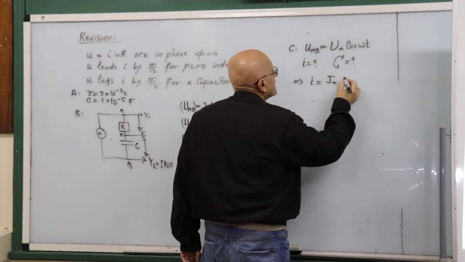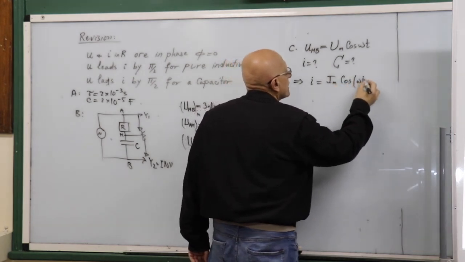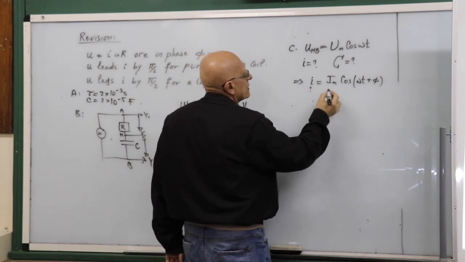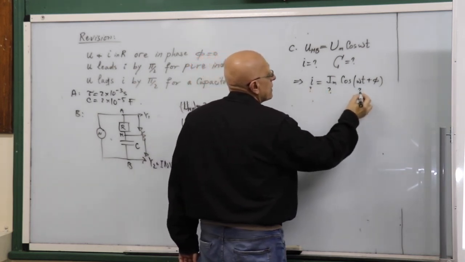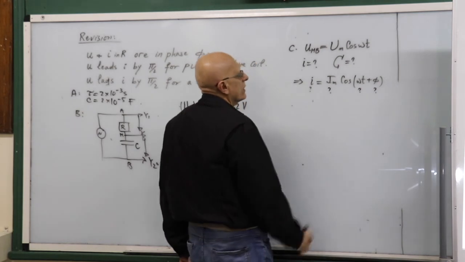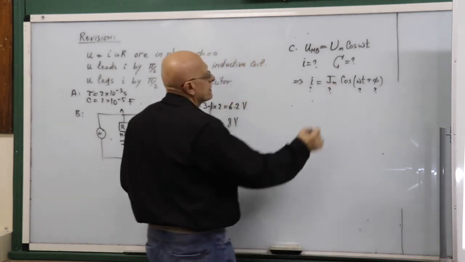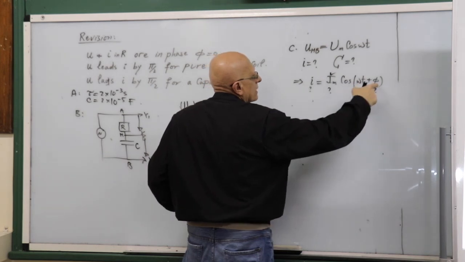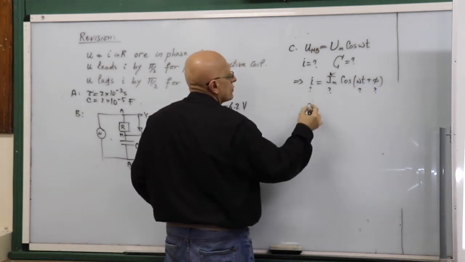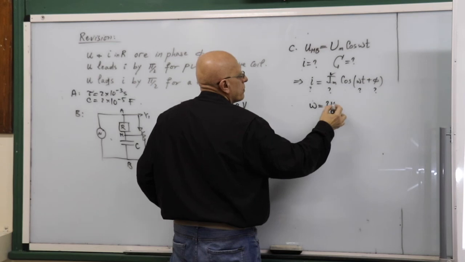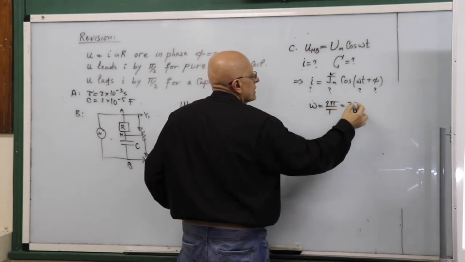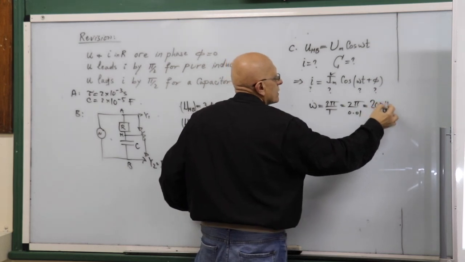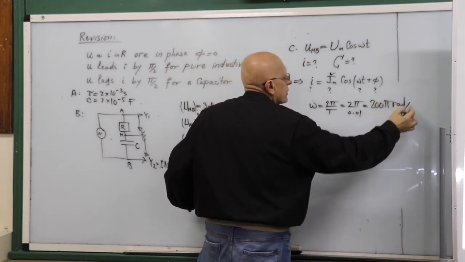but with the phase difference. I write omega t plus phi. To find the expression of I, I should find Im, omega and phi. I calculated Im, it is given. So I need omega and phi. As you know, omega equals 2 pi over T, 2 pi over 0.01 gives you 200 pi radian per second.